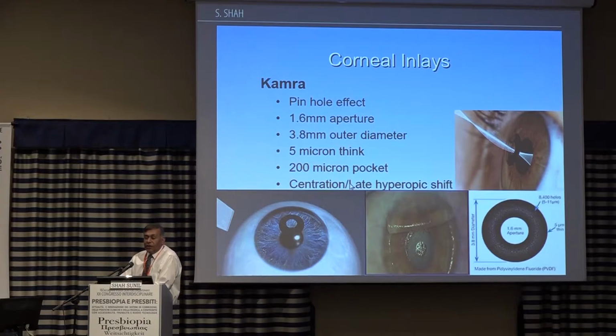Quite a few of these have gone in. There's one clinic, particularly in Japan, which was putting in thousands of these. But a number of people have found problems with centration and a late hyperopic shift. In theory, these are reversible, because you can just open up the pocket and pull them out, but there's probably some scarring left behind after this, and some changes.